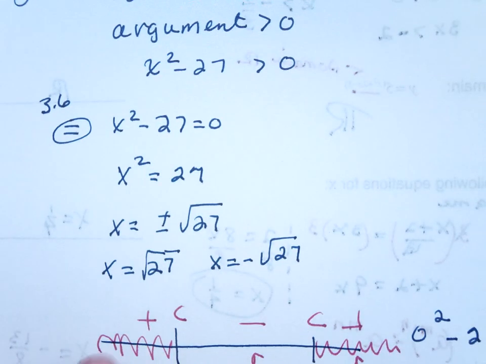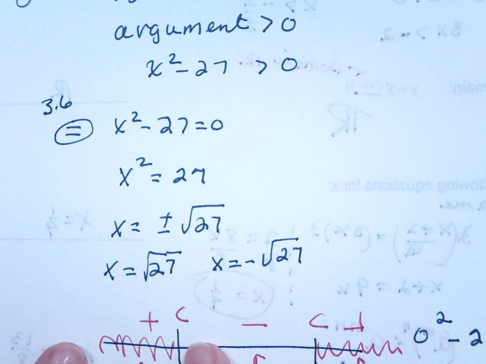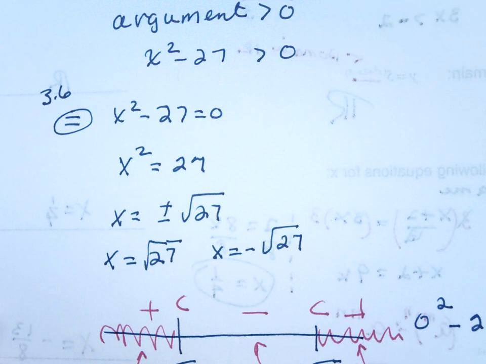Notice negative 6 and positive 6 are both in this region where I've shaded. Positive 6 is over here, and that was the answer that I got. And negative 6 was over here. So what's the domain? The domain is minus infinity, negative square root of 27, union square root of 27, infinity.